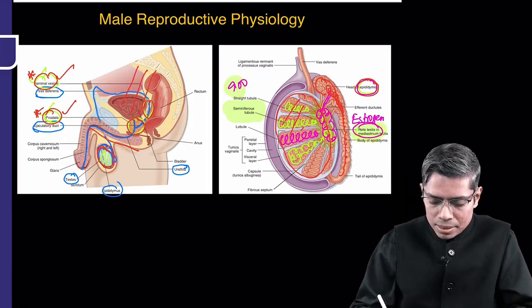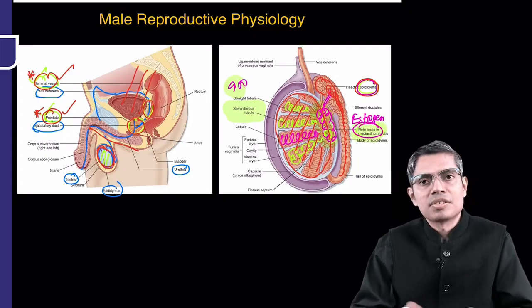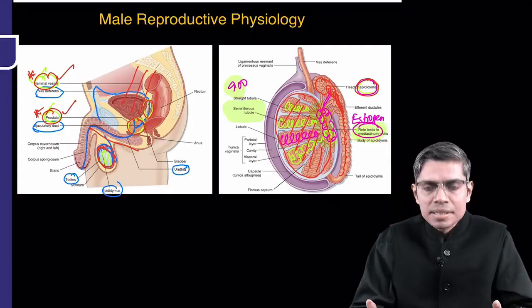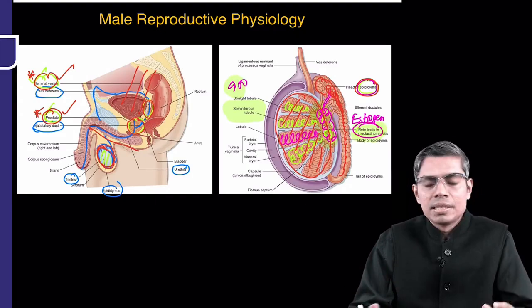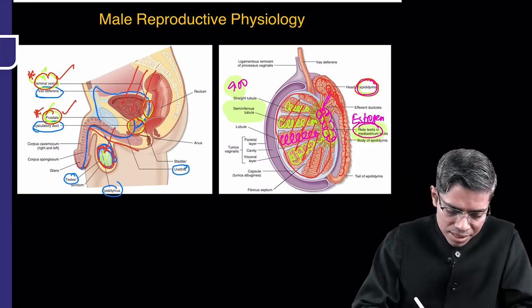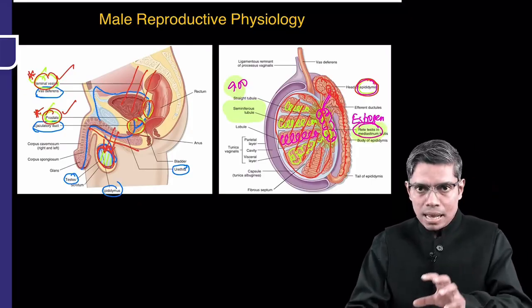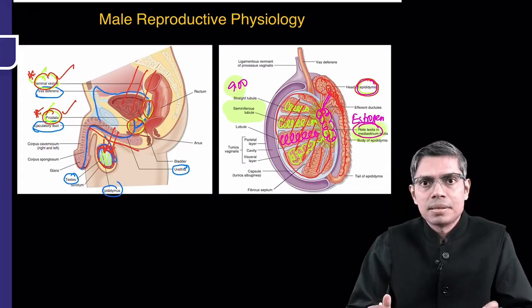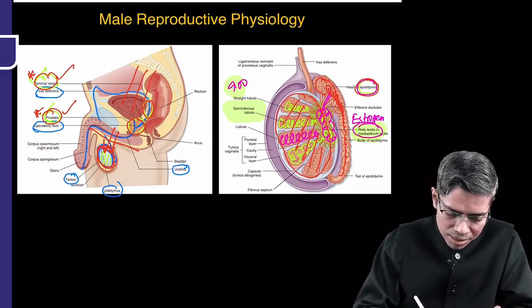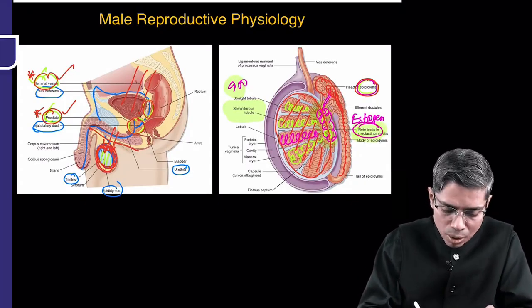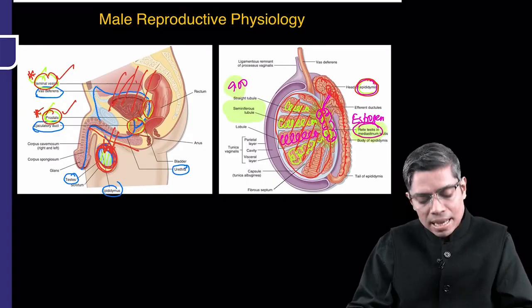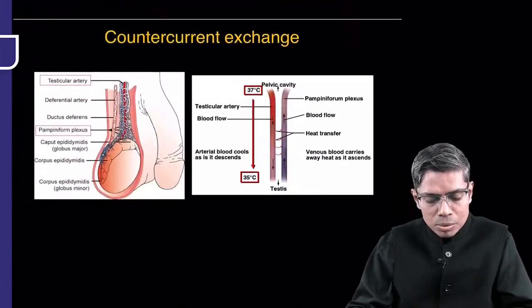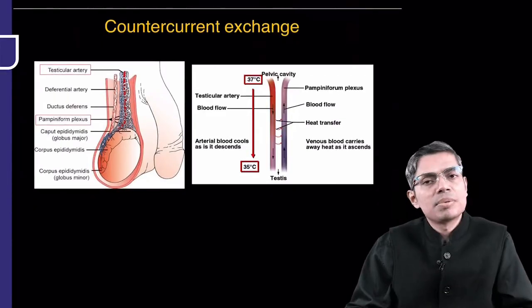In high temperature, the sperm production at the level of the seminiferous tubule will be defective. It has already been proven that if the testis is placed inside the abdominal cavity, it will not be able to produce an adequate amount of sperm. So the testis is located outside the abdominal cavity, and there is also a mechanism inside the testis by which the temperature of the testis remains low in comparison to the abdominal temperature, and that system is known as the counter current exchange system at the level of the testis, right?